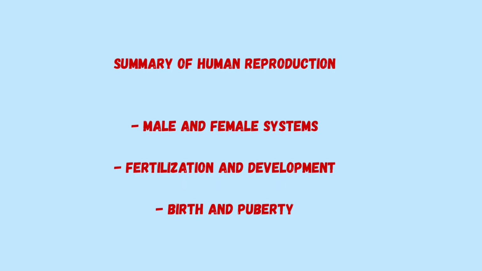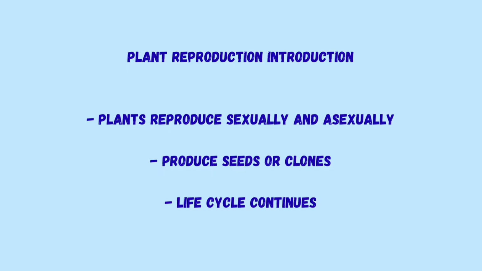Now we will understand the summary of human reproduction. We talked about male and female systems, then fertilization and development, then we understood the birth and puberty, right? Now we will talk about the plant reproduction system. Plants reproduce sexually and asexually. They produce seeds or clones. So the life cycle continues.